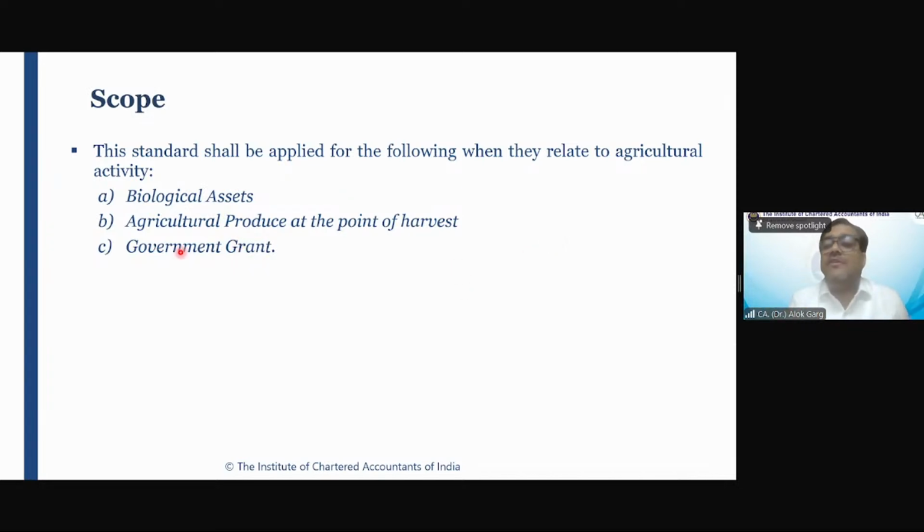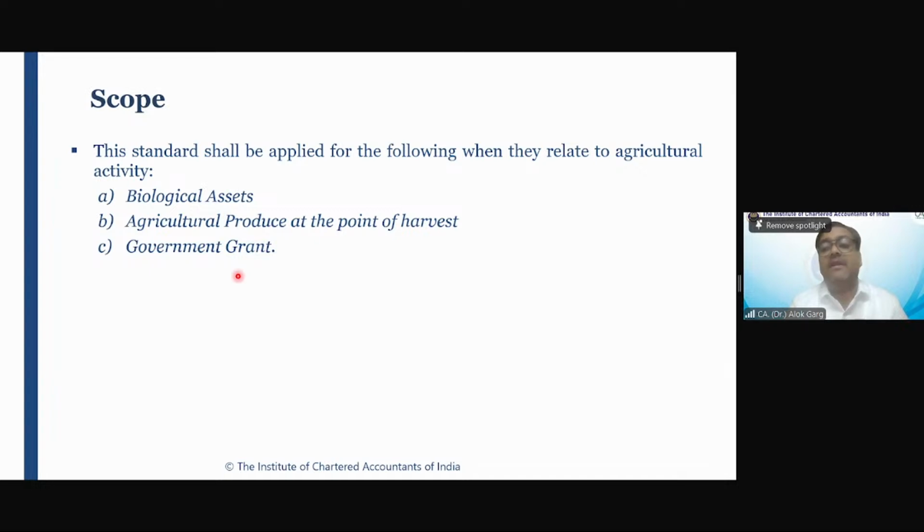Then the third aspect is government grant. Which government grant, sir? We have already covered Ind AS 20, and we have a special standard on accounting for government grants and disclosure of government assistance. Sir, then which government grant does this standard cover? My dear friends, this standard covers those government grants related to agricultural activity. If the government has given a government grant for a biological asset and for agriculture produce, in that case, that grant is not covered under Ind AS 20. That government grant is covered under Ind AS 41.